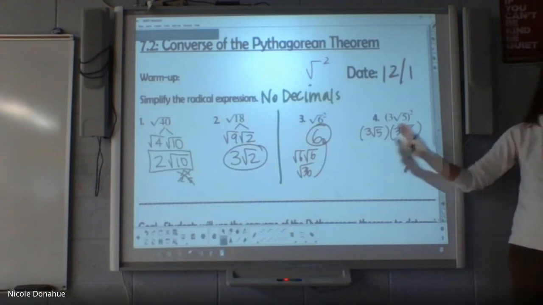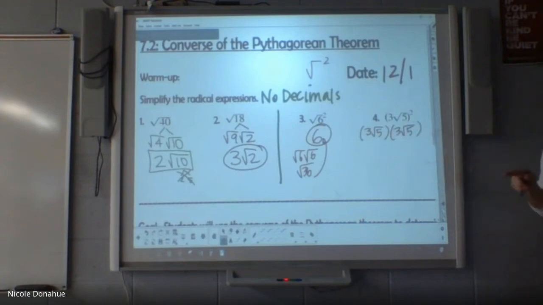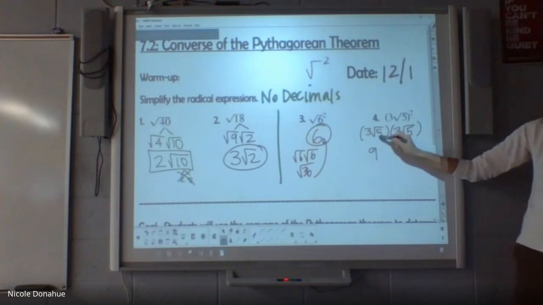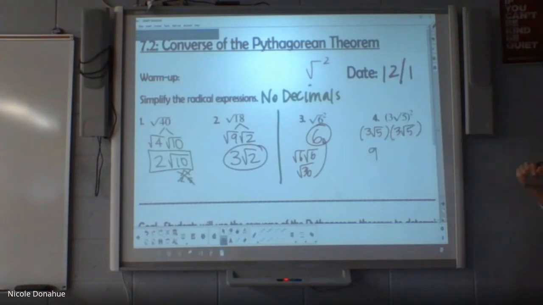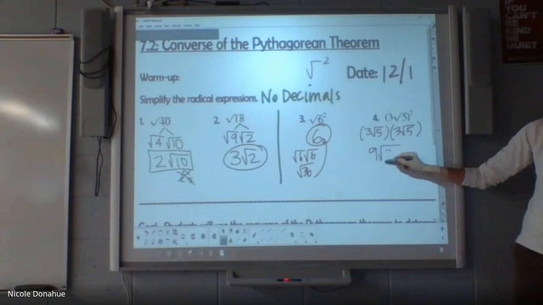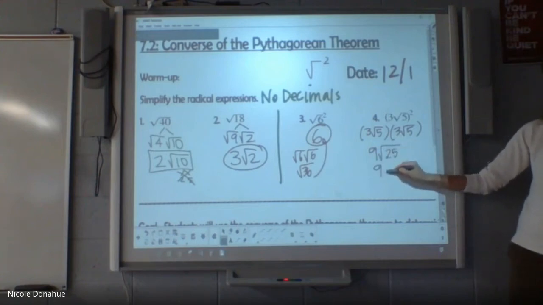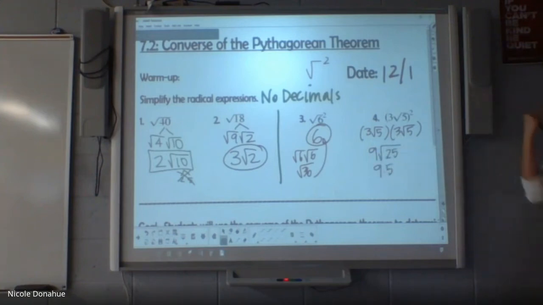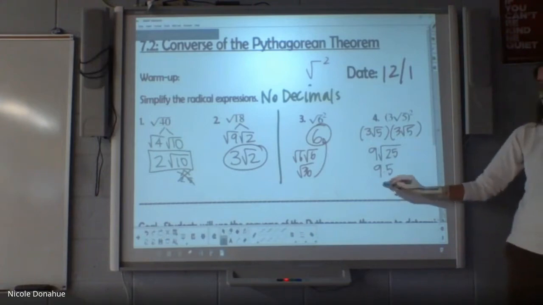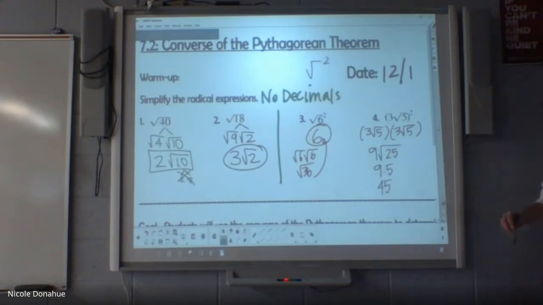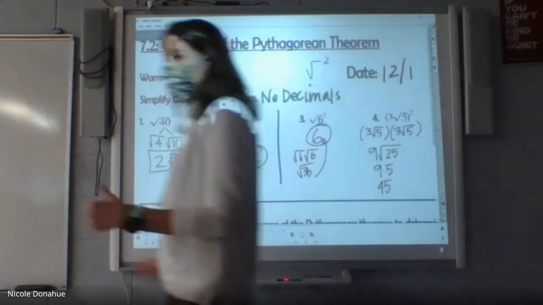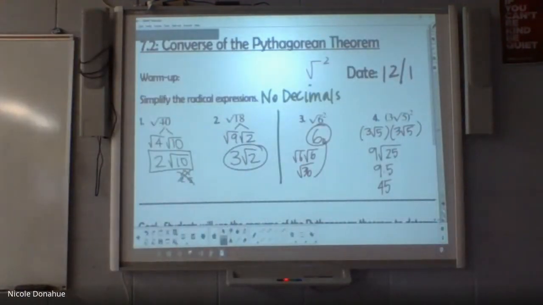So when I'm multiplying these, I'm going to multiply 3 times 3, which I get 9. Then I have square root of 5 times the square root of 5, which is the square root of 25, which is really just 5. The square root of 25 is a perfect square, which is 5. So we end up with 9 times 5, which is 45. If you're trying to do that in your calculator, make sure you use the parentheses. If you don't use parentheses, it'll do it wrong. It'll just square the square root, and we don't want to do that. So both of them have to be squared.